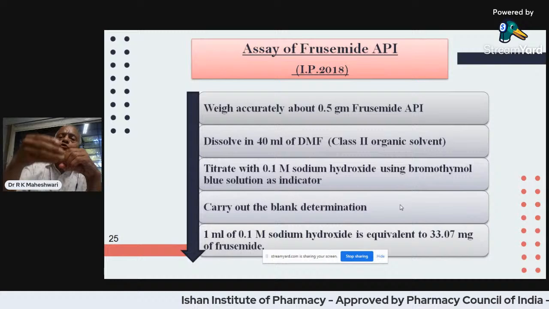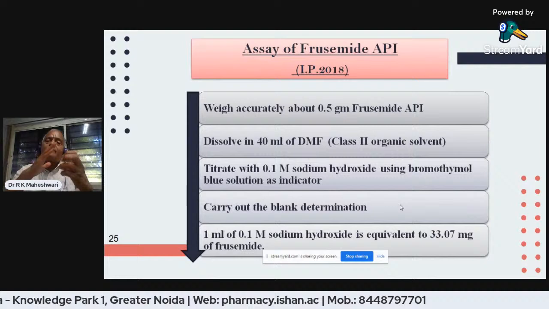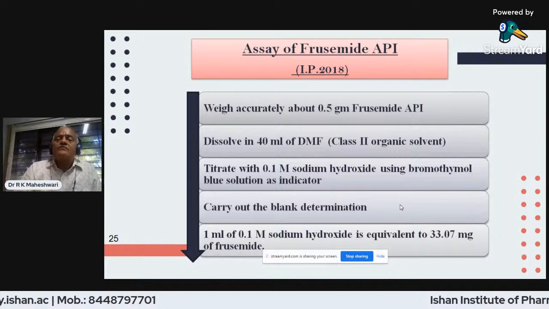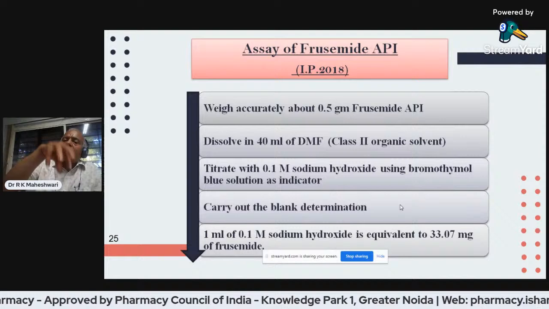This is one method. I told you that I will tell you how you can potentiate the solvent power of a class 3 organic solvent to act as a class 2 or class 1 organic solvent, so that the detrimental effect of class 2 or class 1 organic solvents can be minimized. This is one way. Another method I will discuss in case of extraction. So this was the use of ethanol after potentiating its solvent power by niacinamide.